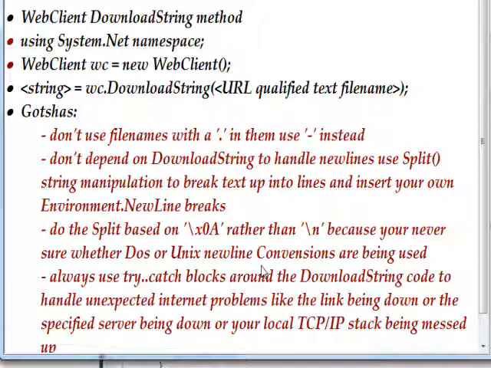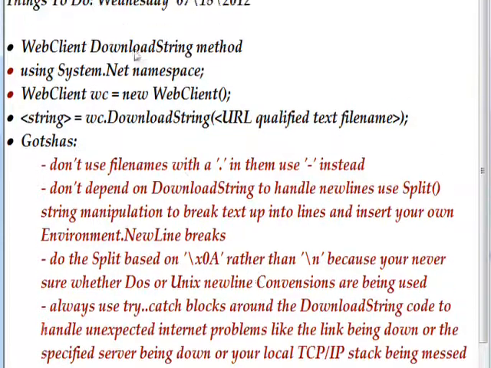I experimented with using both the Unix and the DOS type new lines and all kinds of experiments, and it never worked correctly. So what you've got to do is use the Split string manipulation to break the text up into lines and insert your own Environment.NewLine if you're writing it to a text box the way we are in this program. And also with the split, what you want to split on is the \x0a, which is the hexadecimal code for line feed, because DOS uses carriage return line feed and Unix uses just line feed. So if you use a \n, for instance, it may or may not work to use the split. This will become more clear when you start looking at the code.